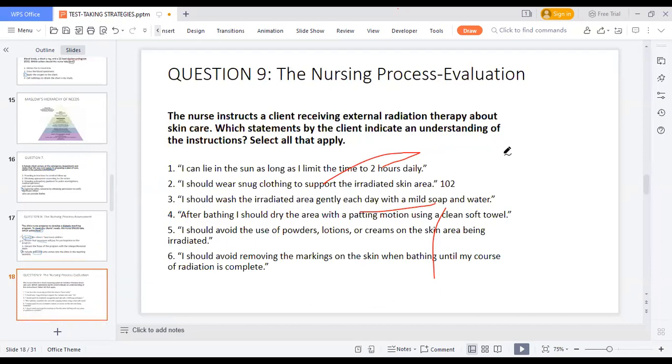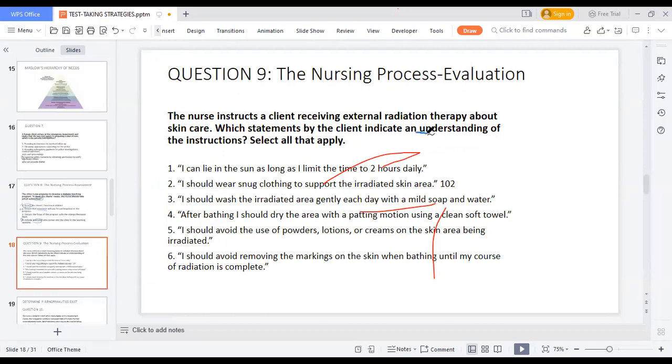Evaluation. We're still on the nursing process. The nurse instructs a client receiving external radiation therapy about skin care. Which statement by the client indicates an understanding of the instruction? Select all that apply. This question is a positive event question. Why do I say so? We saw positive event, right? An understanding. They're asking you to choose the options that show that the client understands the instructions that you gave.